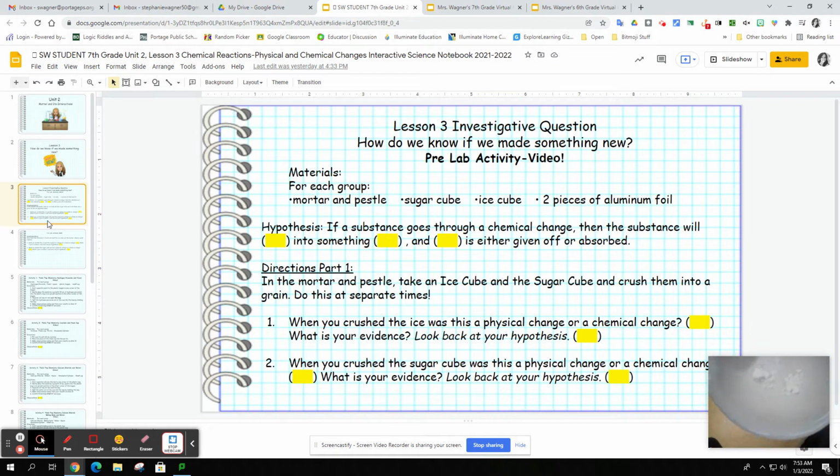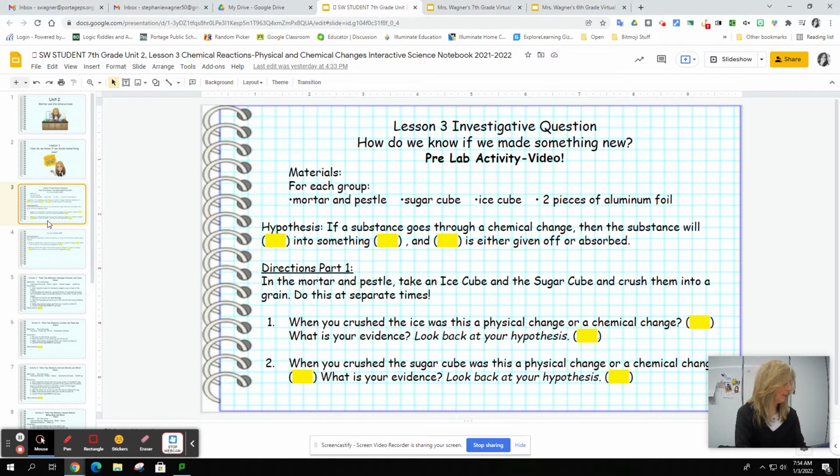What are some things you notice now? What did we change? We did change it. How did we change it? Okay, so it doesn't look the same. Is it still a marshmallow?